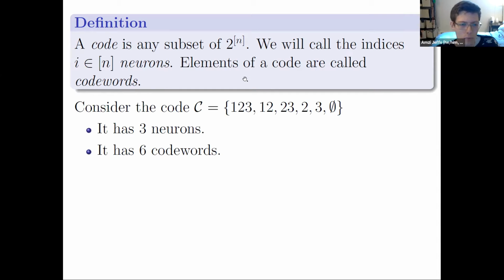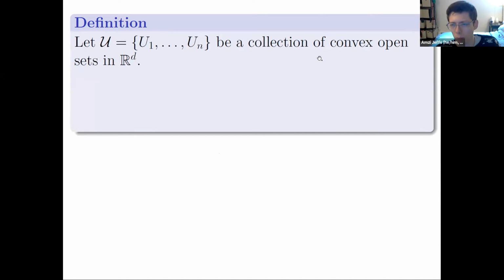So here's a code we can look at. Here I've got 3 neurons, 1, 2, and 3, and 6 code words. You'll notice I'm making my notation a little more compact. This is not 123, it's 1, 2, 3. Okay. I've got the empty set as a code word and so on. So those are my combinatorial objects.